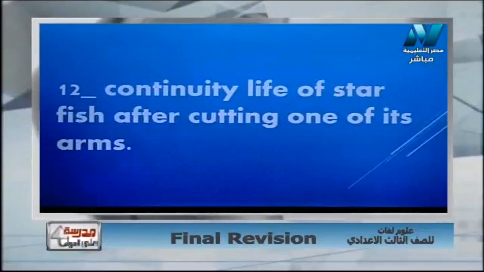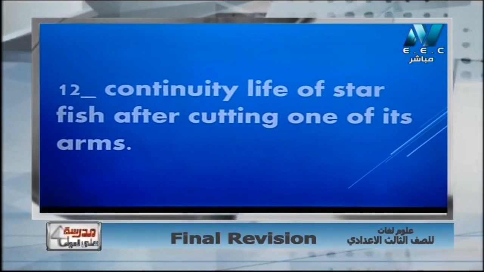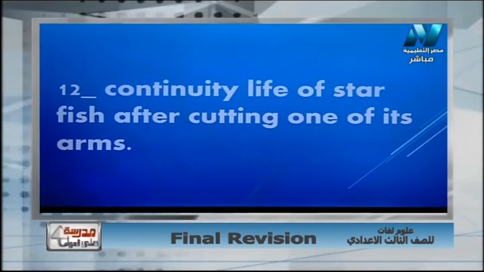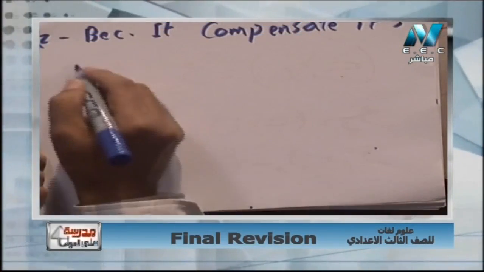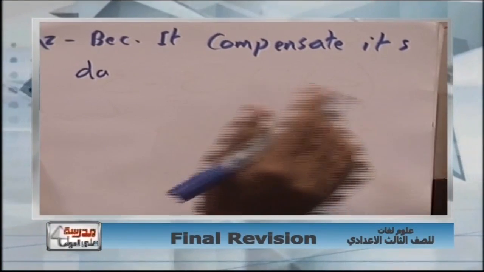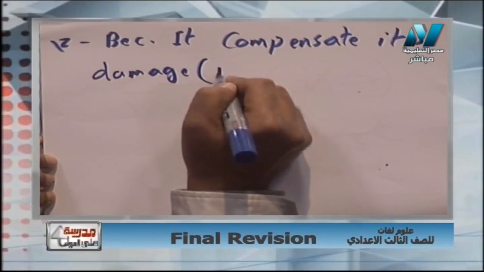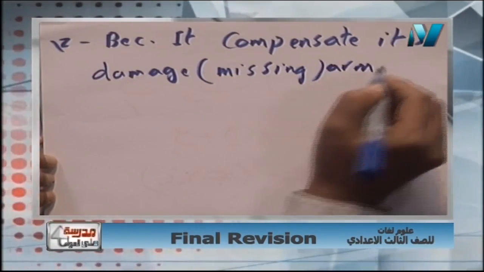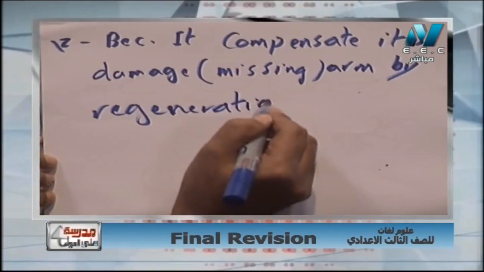Another one, number 12. Continuity life of a starfish after cutting one of its arms. Why? Because it can compensate its damage or missing parts or arm here by regeneration. Okay.